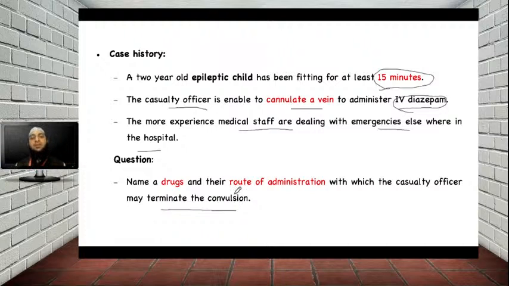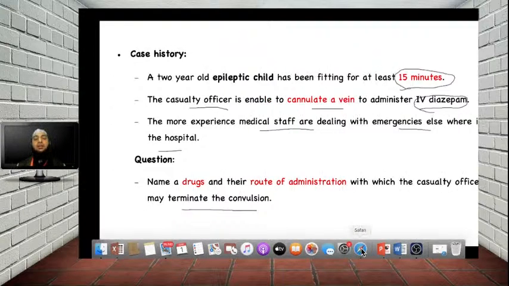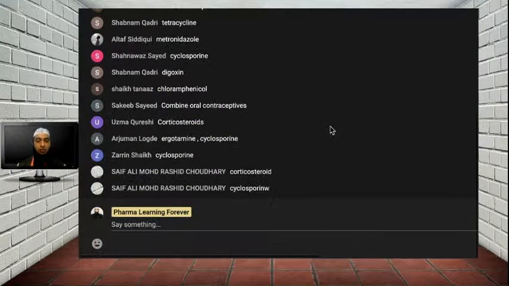Yes. So now apply your knowledge. We have seen different practical aspects of giving drugs to the child. Now you tell me, in such a situation what can the casualty officer do to avoid the seizure in the child? Yes. So let's see who gives the first answer. I'm waiting for your answer in the chat box.